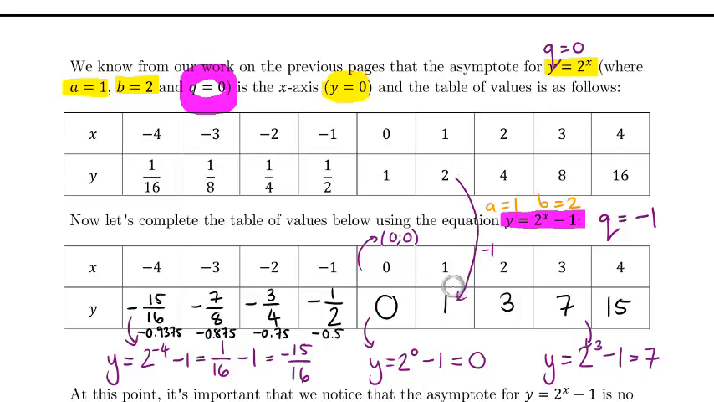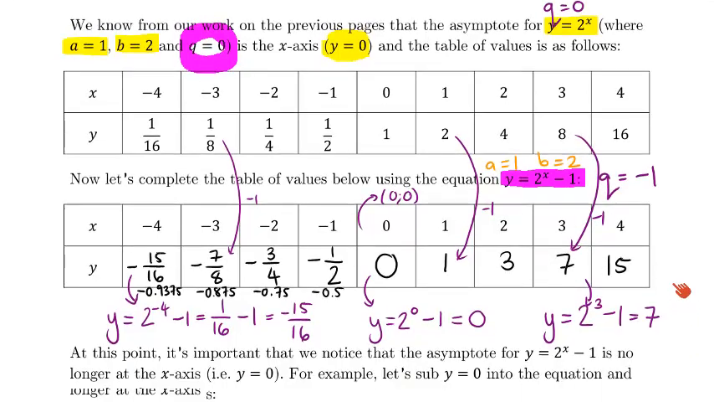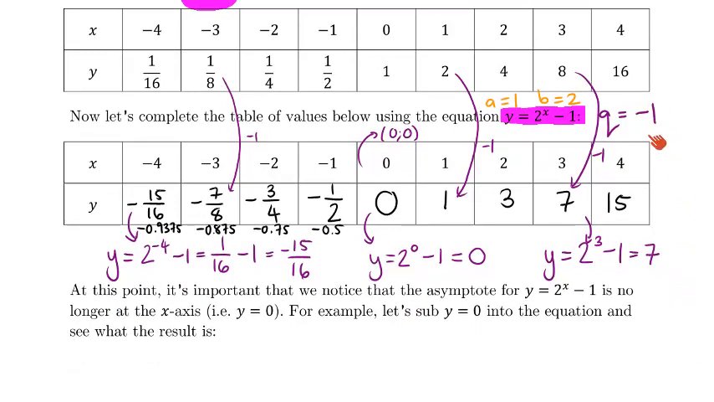The y used to be 2, now the y is 1. The y used to be 8, now the y is 7. The y used to be 1 over 8, now the y is minus 7 over 8. So that q is equal to minus 1 just resulted in all the y values being 1 less than what they used to be. Okay, we're going to see what effect that has on how the graph actually looks now as well. But at this point, it's important that we notice that the asymptote for y is equal to 2 to the x minus 1 is no longer at the x-axis, i.e.